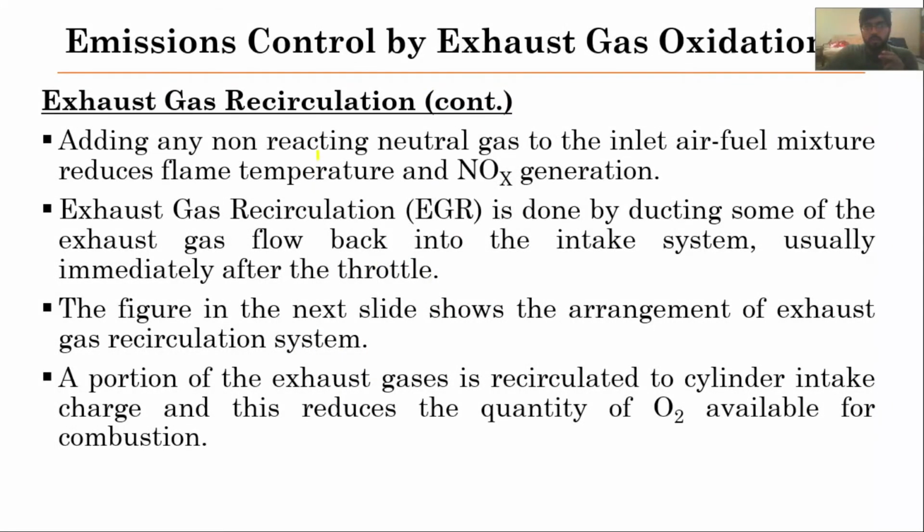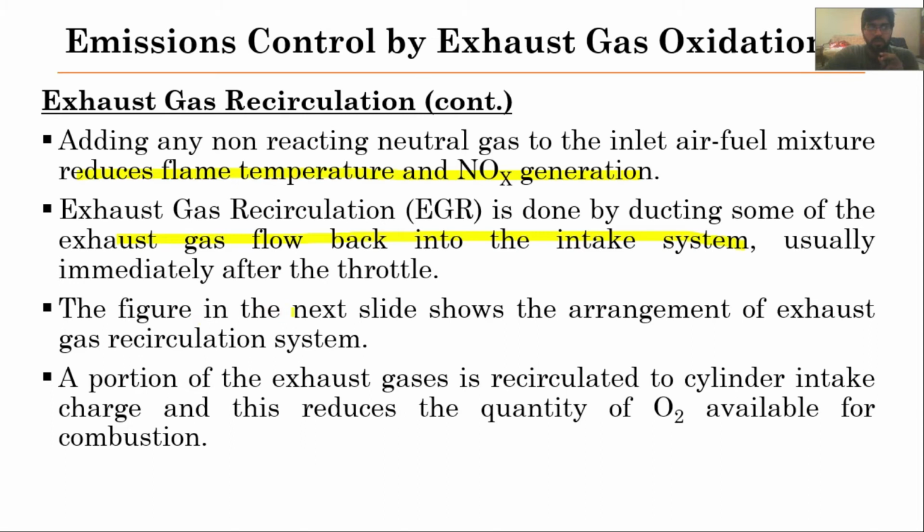So this is what is happening inside the exhaust gas recirculation system. Adding any non-reacting neutral gas to the inlet air fuel mixture reduces the flame temperature and NOx generation. EGR is done by ducting some of the exhaust gas flow back into the intake system, usually immediately after the throttle, meaning before the intake manifold, we can say.